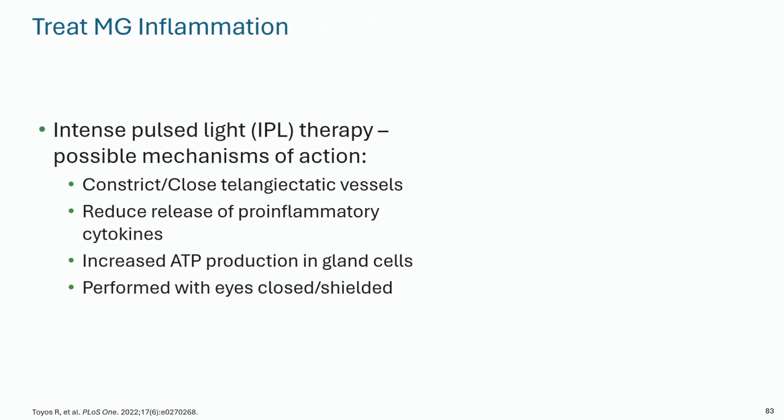We can use intense pulse light therapy. The possible mechanisms of action here are constricting or closing those telangiectatic vessels. It reduces the release of pro-inflammatory cytokines, increases ATP production in the gland cells.